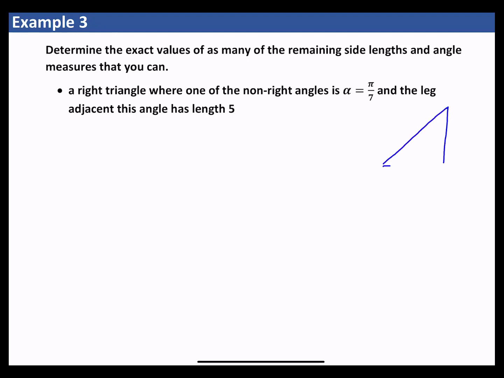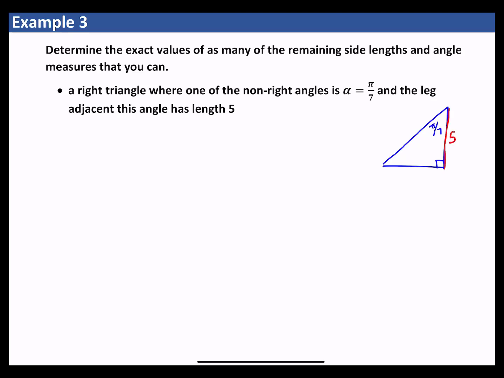Okay, so here is my standard right triangle. Always looks the same, never to scale. I'm going to throw you off a little bit. I'm going to call this upper angle pi over 7, and so the leg adjacent to that would have to be this leg, so this is 5.